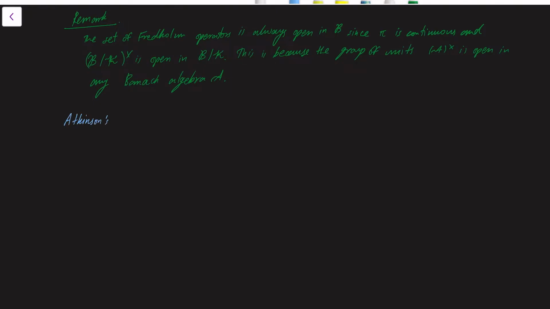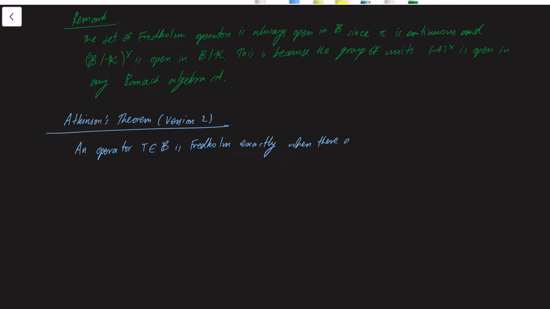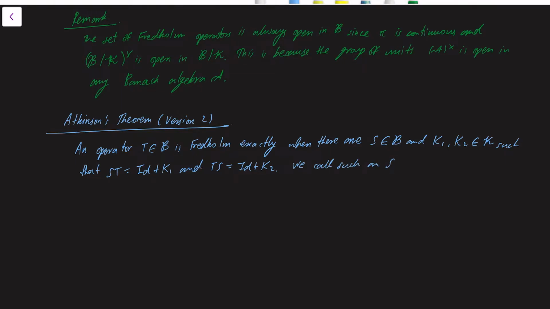We may use this version of Atkinson's theorem to formulate a newer version. We'll call it version 2. That says that an operator T in B is Fredholm exactly when there is an S in B and K1 and K2 that are compact operators such that ST equals the identity plus K1 and TS equals the identity plus K2. We call such an S a parametrix, or we also call it a quasi-inverse of the operator T.